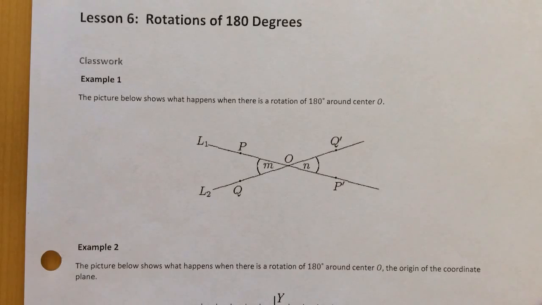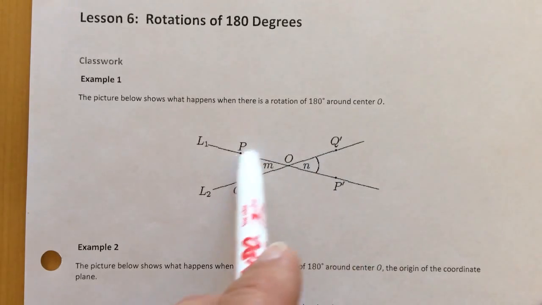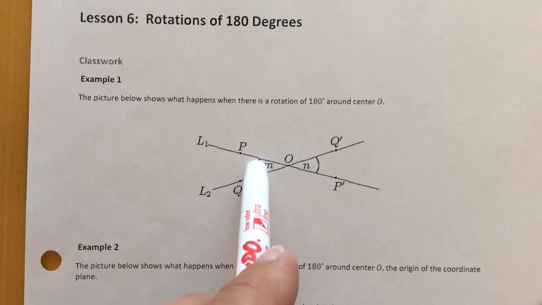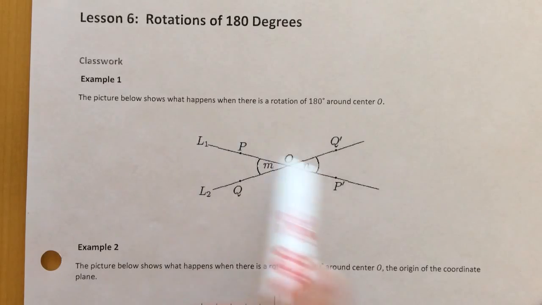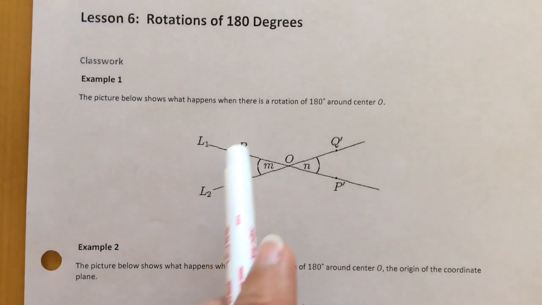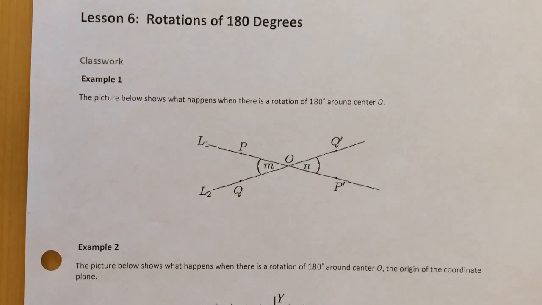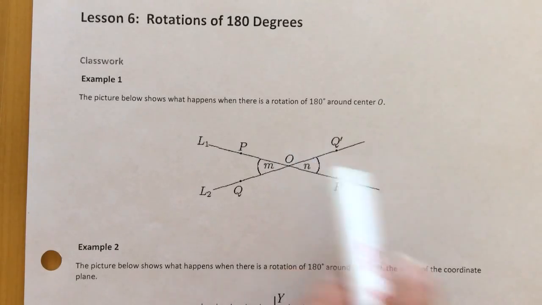and there's an angle formed by the intersecting lines, 4 angles formed. And you may have learned before that these angles that are opposite one another when two lines intersect are called vertical angles, and their measures are equal. And that is a direct result of rotation. And so what we have here is P, O, and Q, which are forming angle M, and Q prime, O, P, which are forming angle N.